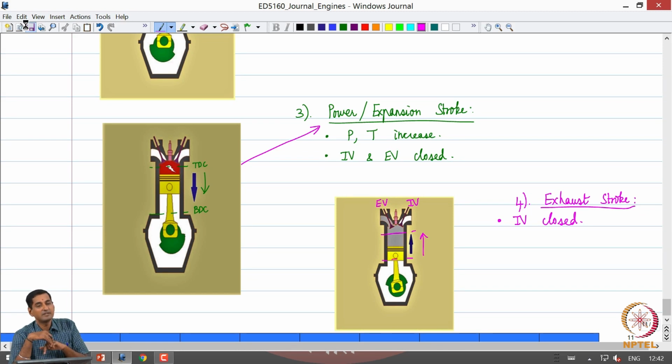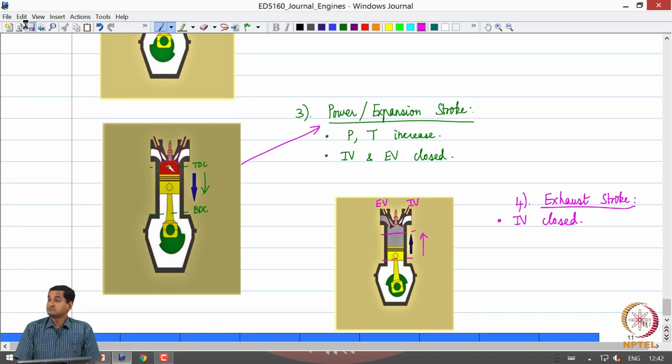There are multiple reasons for that, because you want the power stroke to be spread out, so that you get a uniform energy output on the crankshaft. Another reason is that imagine all 4 cylinders are going through the power stroke at the same time. That is going to create a lot of mechanical load on the crankshaft at the same time, and that is also something which is undesirable.